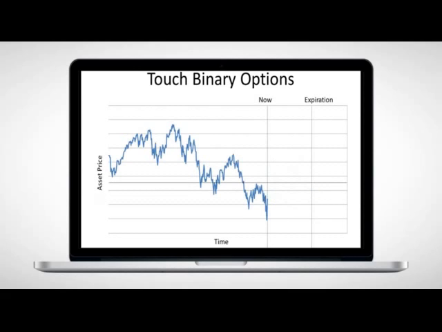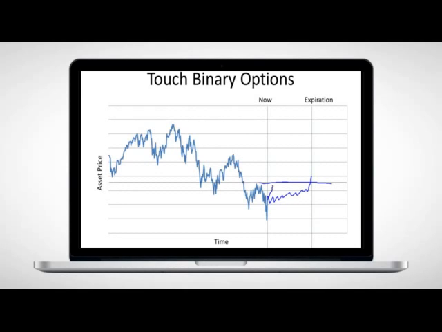With touch binary options, though, it matters a lot what happens between now and expiration, because the asset can hit the strike price at any time between when you enter the trade and expiration. So here I have a chart of an asset trading towards expiration. If I enter a touch trade, my bet would be whether that asset is going to touch that strike price here at any point between now and expiration. So the asset could trade below for the whole time until right at the end when it trades above. That would be one way that a touch could trigger.